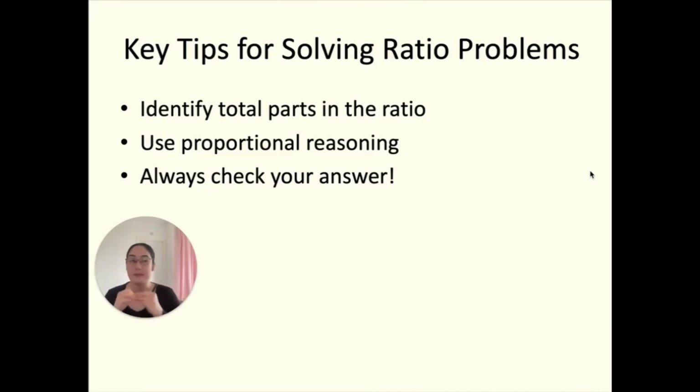Use proportional reasoning. What that means is if you increase 1 part of the ratio by a certain amount, increase the other part by the same amount. Whatever happens to one part of the ratio will happen to the other part as well. If we're doubling it, we're going to double all parts. If we're halving it, we're going to halve all parts. So go up and down using the same proportions. And always check your answer, like the previous question we've just done. Whatever answer you get for each part, add it together and see, do I get the total amount that was given to me? To double check your answer.